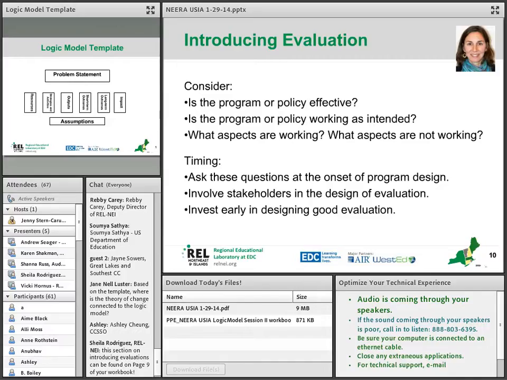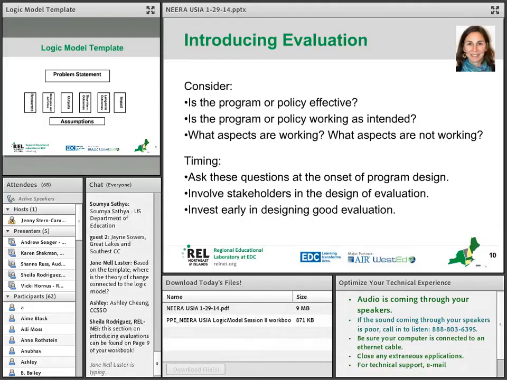When we think about evaluation, the issue of timing is really important in building the evaluation. A high-quality evaluation is one that's designed to support your work and inform what you do as you're doing it, and therefore enhance your impact. In order to do that, evaluation really should be considered at the onset of program and policy design, which is ideally when the logic model is being developed.